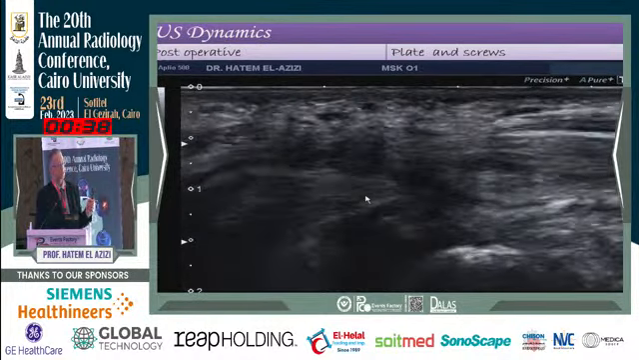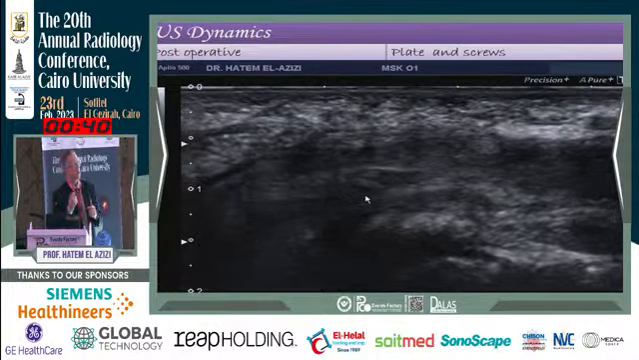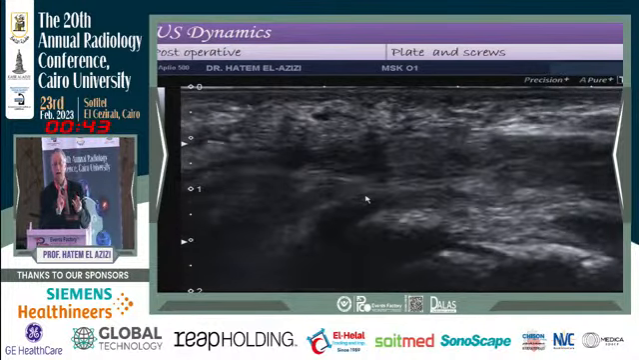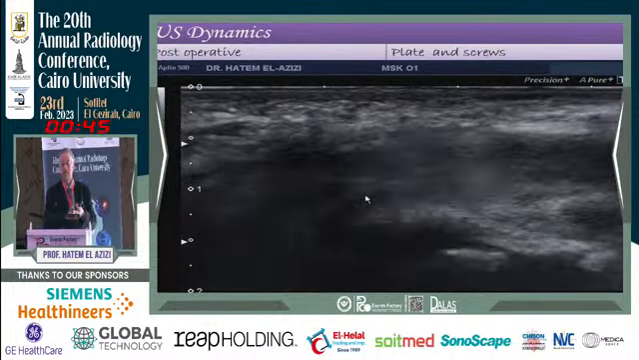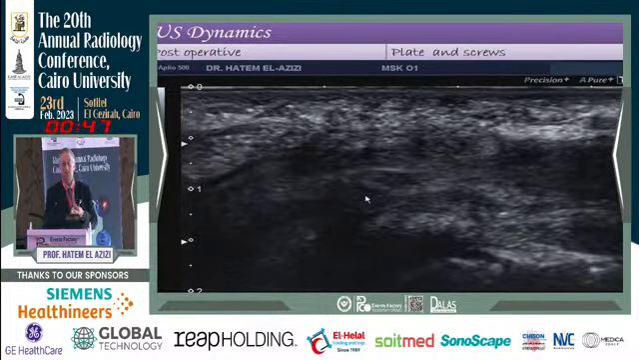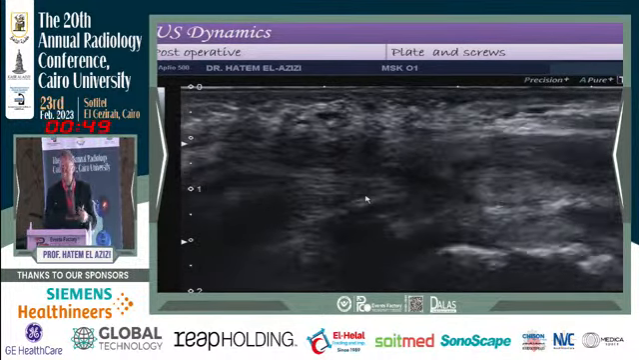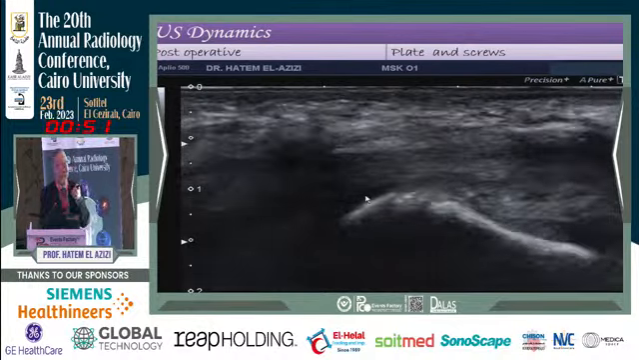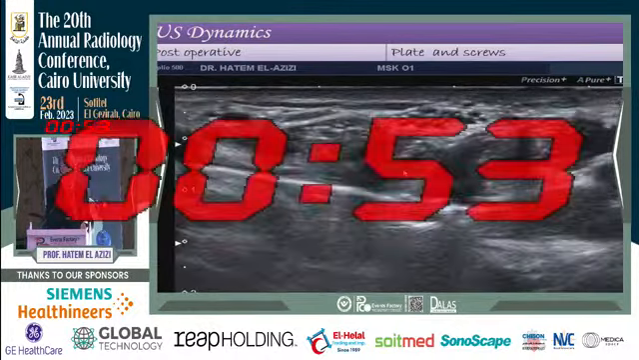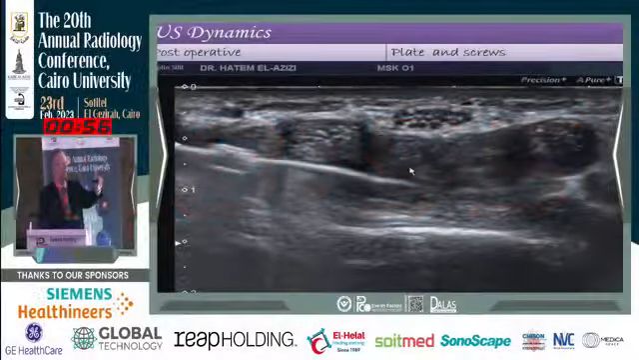This is the site of the tear. Again, it is heterogeneous and swollen. This is abnormal. This is not usually seen in a tear. So we are going to search why, because again, the patient doesn't have any force to cause this tear.